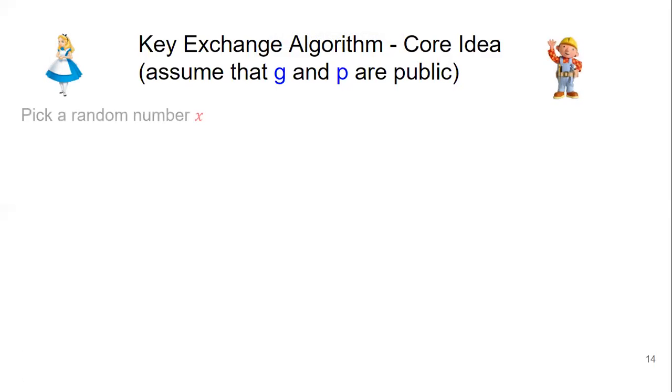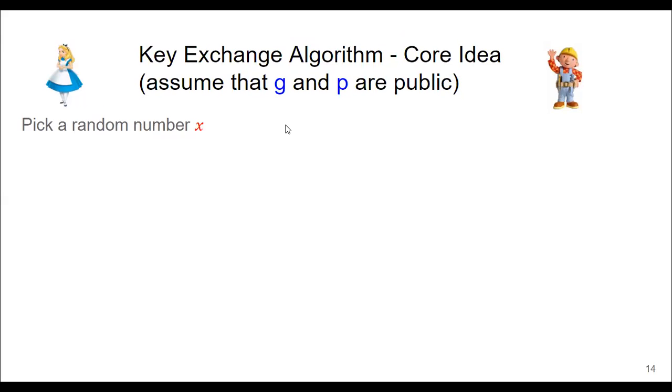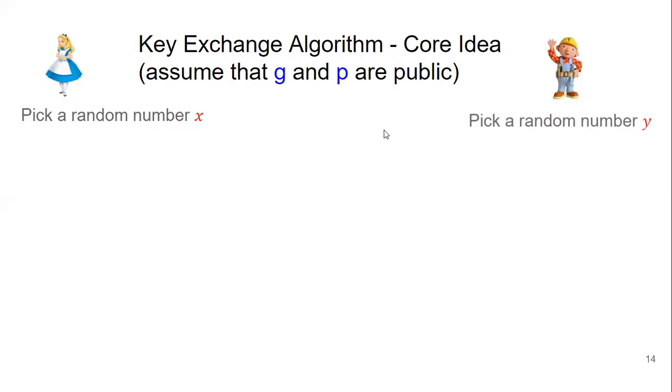Alice picks a private random number X. She doesn't disclose that to anyone. It's private. Similarly, Bob picks a random number Y on his side, which is also private. And then Alice computes G power X mod P. Simultaneously, Bob computes his public key G power Y mod P.